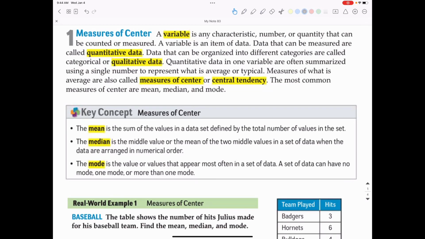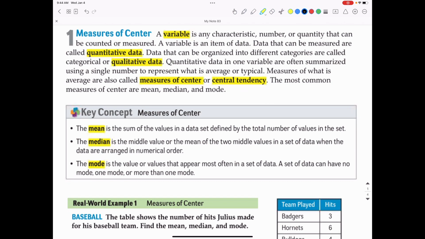Welcome to Statistics, everyone. Today we're going to look at some of the basic definitions of statistics and start looking at measures of center, or what's called central tendency, and look at a concept that you've probably heard of but didn't quite understand, the percentile concept.